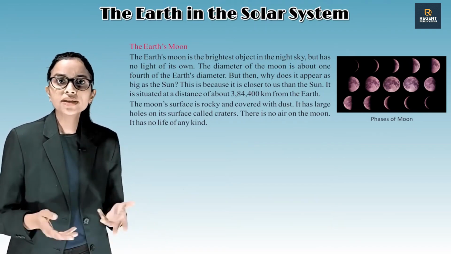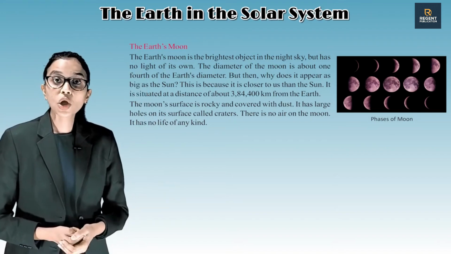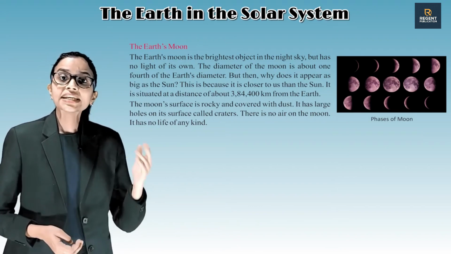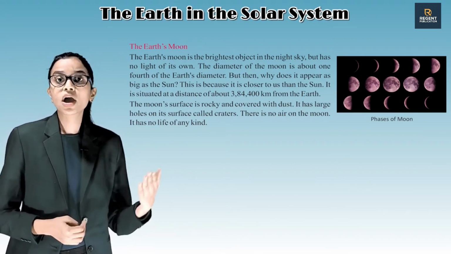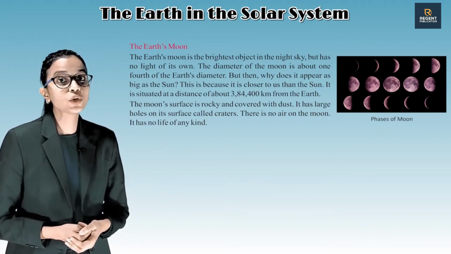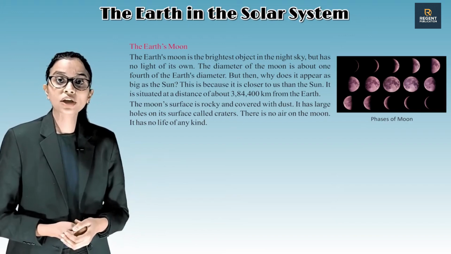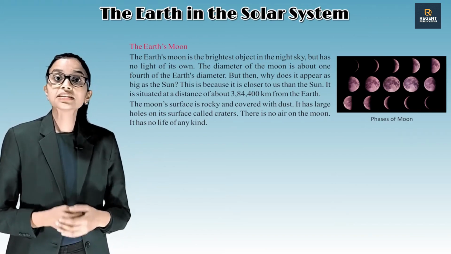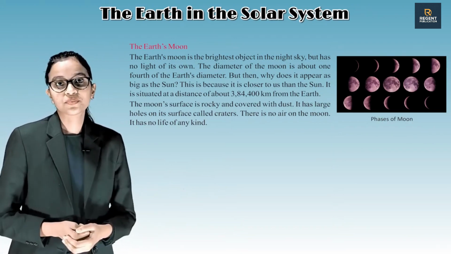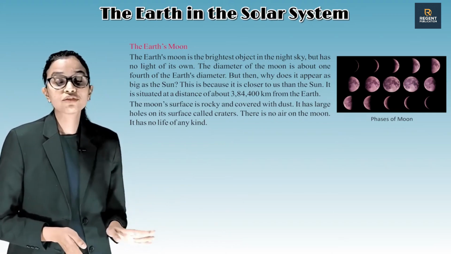But then, why does it appear as big as the sun? This is because it is closer to us than the sun. It is situated at a distance of about 3,84,400 km from the Earth. The moon's surface is rocky and covered with dust. It has large holes on its surface called craters. There is no air on the moon. It has no life of any kind.